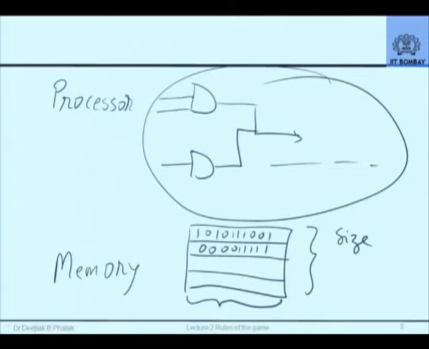So totally how many bits will you have in the computer's memory? Size multiplied by number of bits. Very simple.